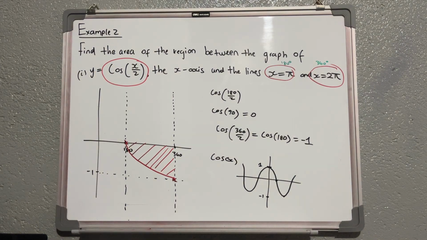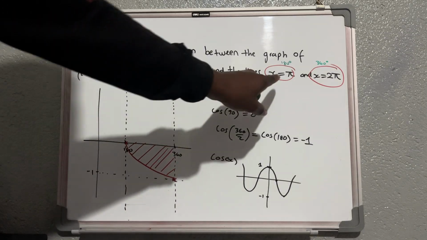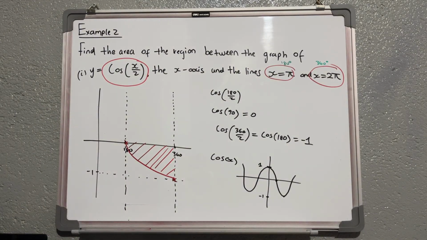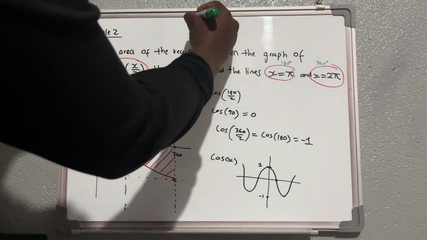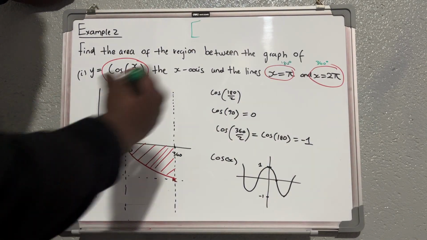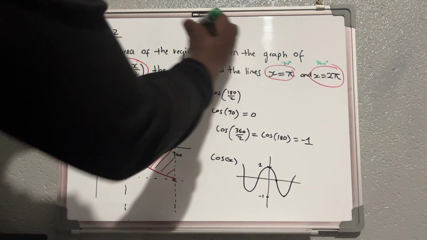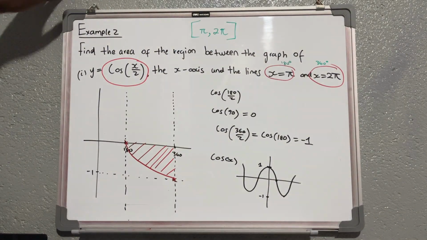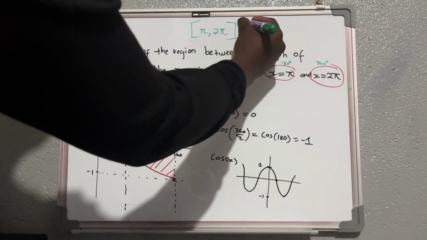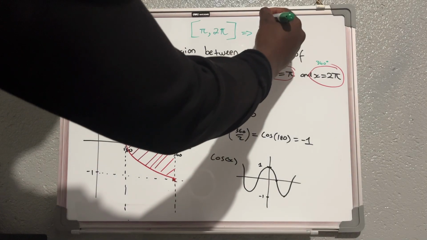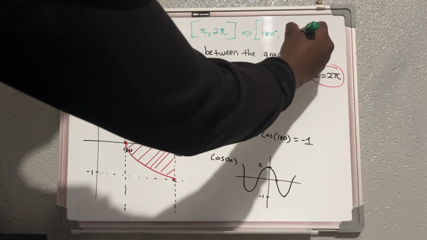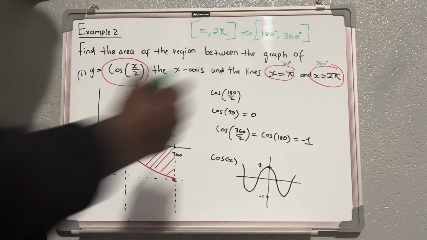We are only interested in this one, with x being equal to pi and x being equal to 2 pi. It means we are strictly given a restriction that we are supposed to be working in between pi and 2 pi. We're not supposed to take anything outside that. So we said we can simplify this one for ourselves. We said it's going to be 180 to 360.